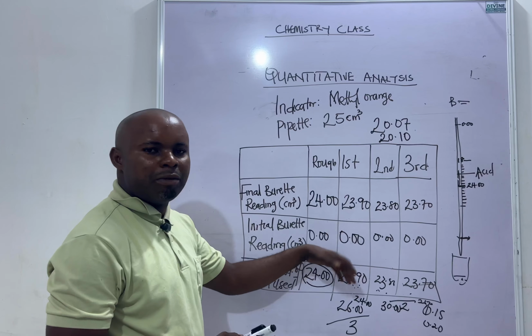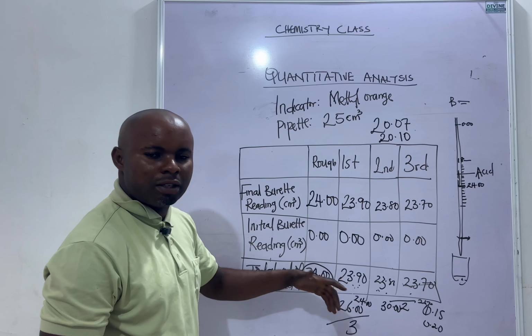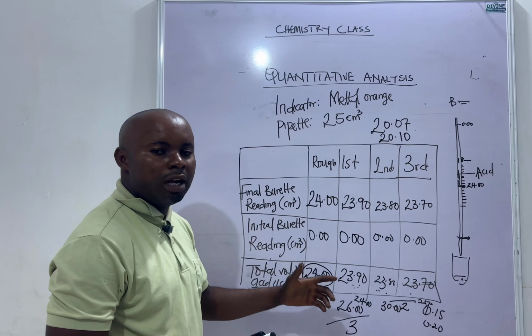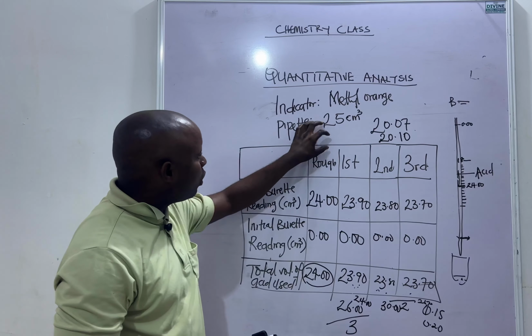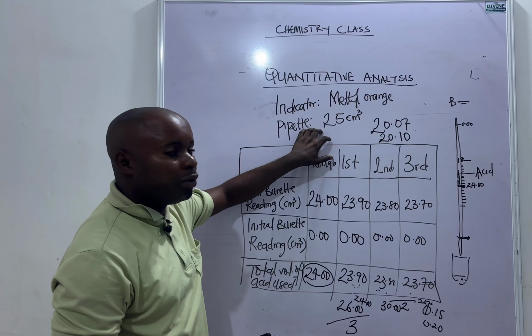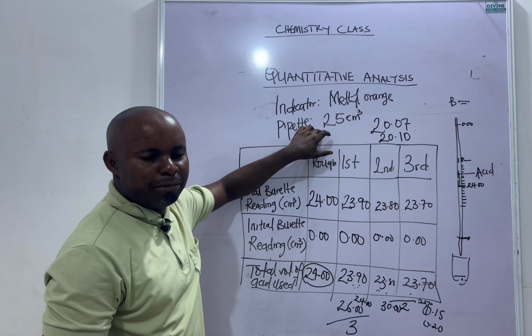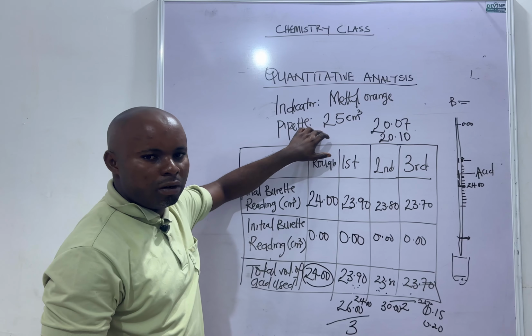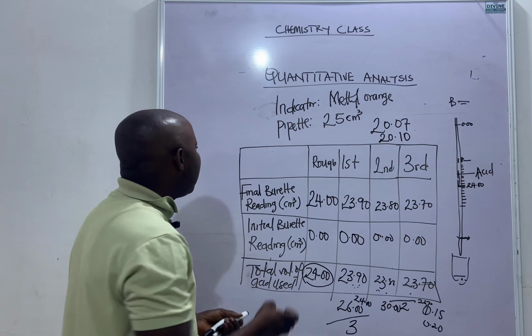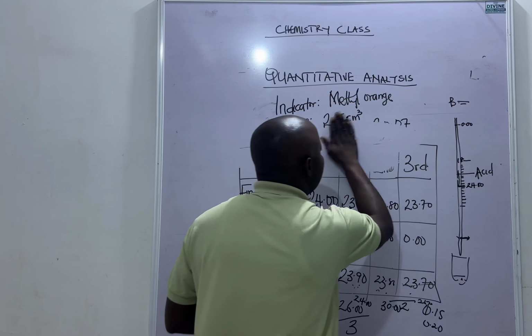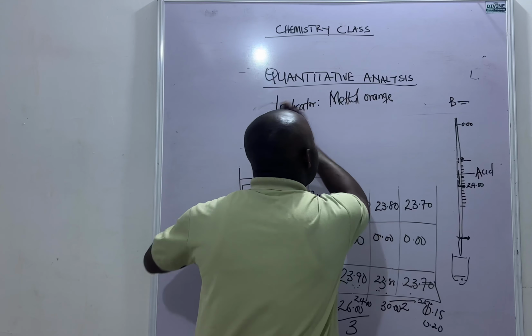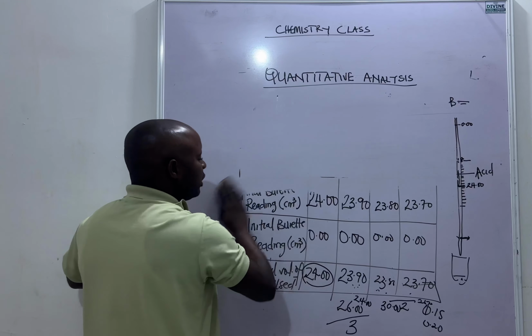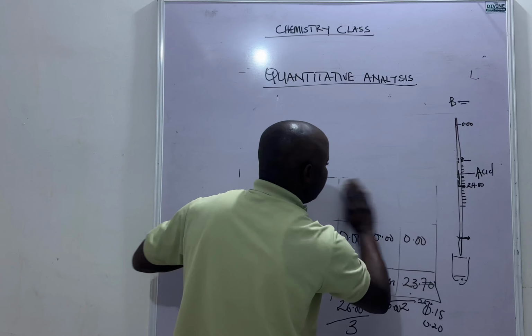How to plot the table, how to arrange your table in the examination, and so on and so forth, is a very simple aspect. But make sure the method, the indicator, and the pipette you use in your centers, please write them down boldly at the top of your table. So we're going to talk about the calculation aspect in quantitative analysis. What are the most important aspects?